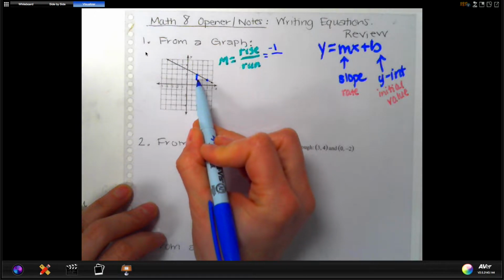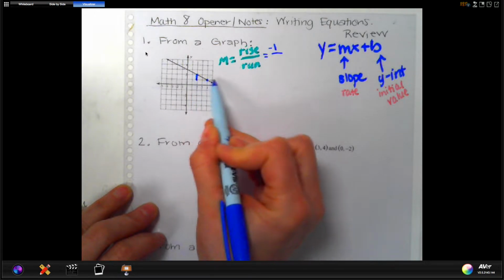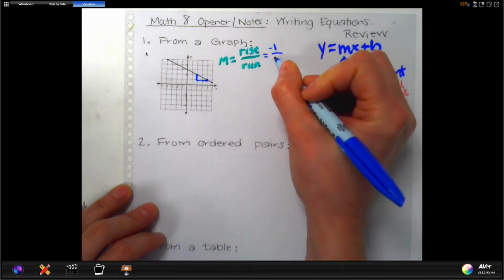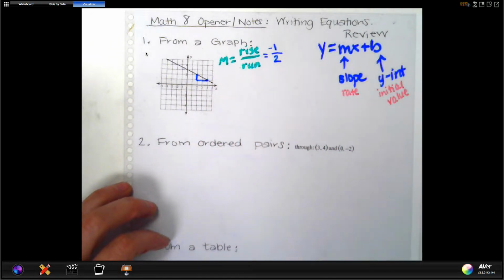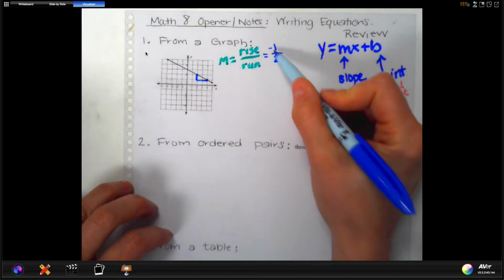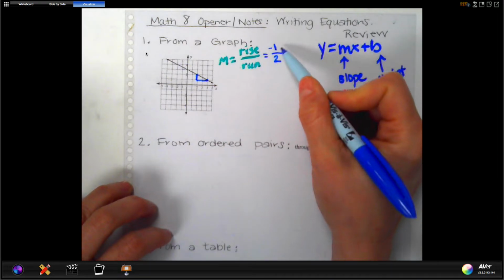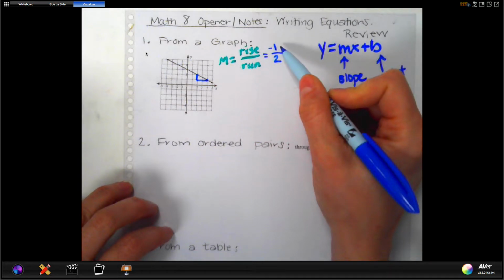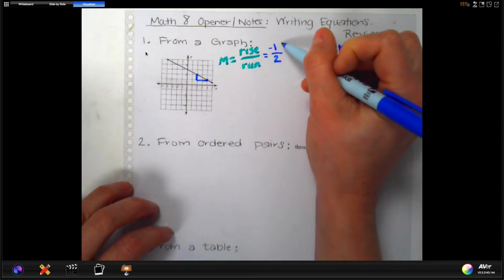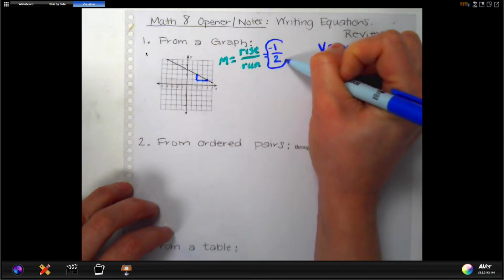My run now, how far left or right would I go? I would travel right 1, 2 squares. And since I'm going right, that's +2. So my slope is going to be -1/2. Now, if I had done that and it was larger numbers, I would want to see if I could reduce that. But since it is -1/2, that cannot be reduced.